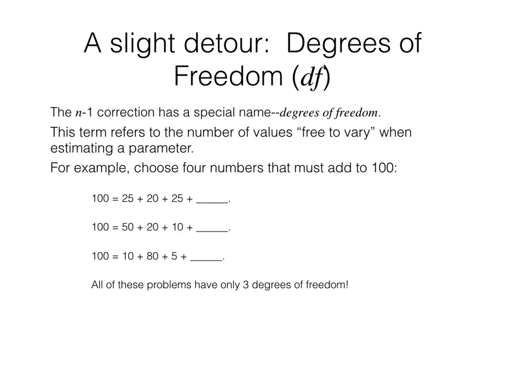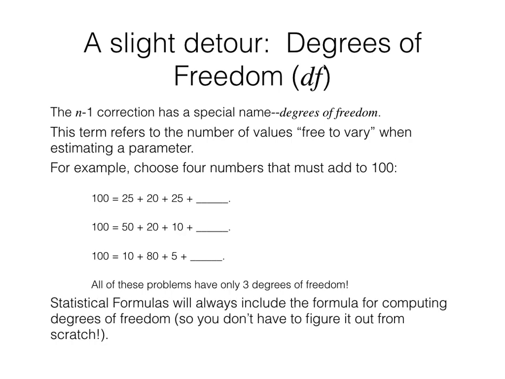The fourth number isn't free to vary. It's determined by what the other three numbers are. That's the closest I can come to explaining at this point what we mean by degrees of freedom. Basically, that logic that I just gave you in this little example is how we use it in statistical formulas. Statistical formulas that use degrees of freedom will always include a formula to help you compute the degrees of freedom, so you don't have to actually work through how many of the values are free to vary.